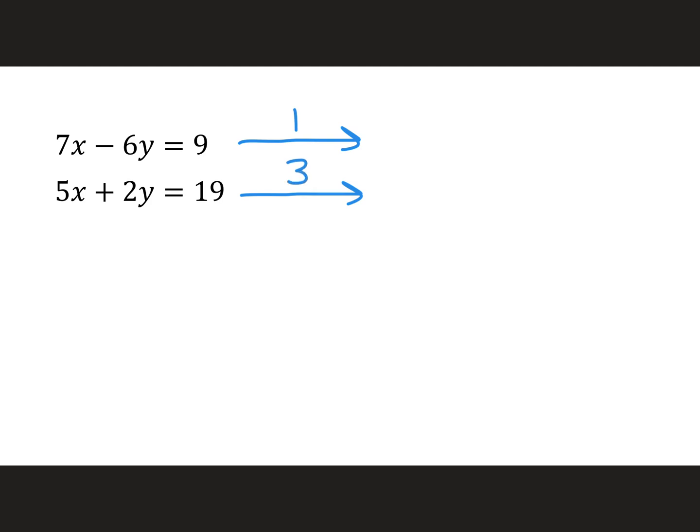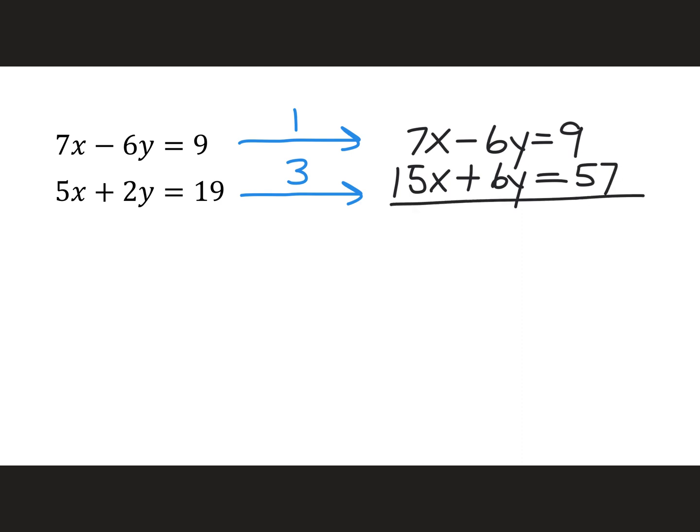And I'm not even multiplying by a -3 because they're already opposite signs. So the first one is going to be, same as it was, 7x minus 6y equals 9. And then the next one, I'm just multiplying by the 3. So 15x plus 6y equals 57.